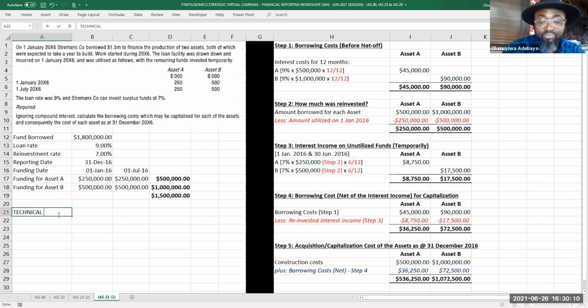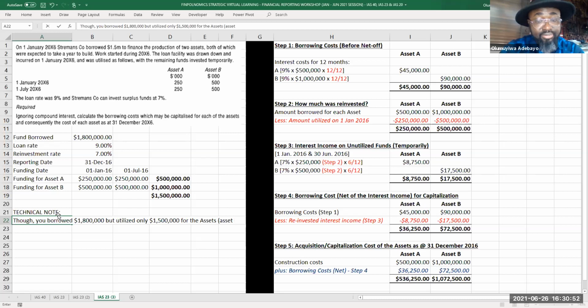Technical note. So you borrowed 1.8 million, but utilized only 1.5 million for the assets, Asset A and asset B.